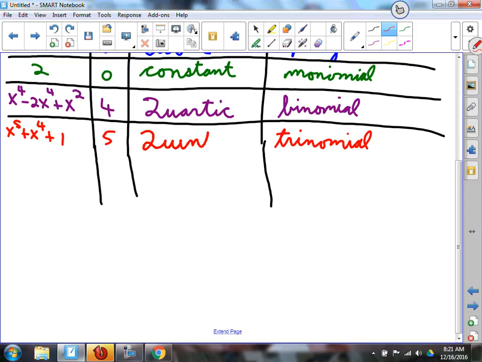Quintic. You are responsible to know constant, linear, quadratic, cubic, quartic, and quintic. You must know all those terms.